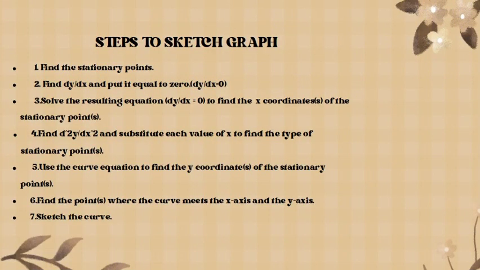Steps to sketch a graph. 1. Find the stationary points. 2. Find dy/dx and put it equal to 0. 3. Solve the resulting equation to find the x coordinates of the stationary points. 4. Find d²y/dx² and substitute each value of x to find the type of stationary point. 5. Use the curve equation to find the y coordinates of the stationary points. 6. Find the points where the curve meets the x-axis and the y-axis. 7. Sketch the curve.